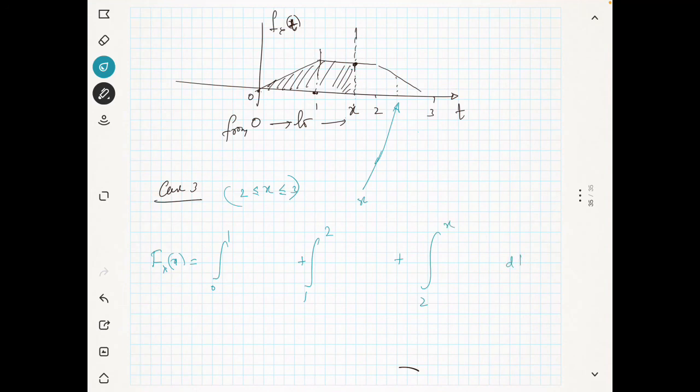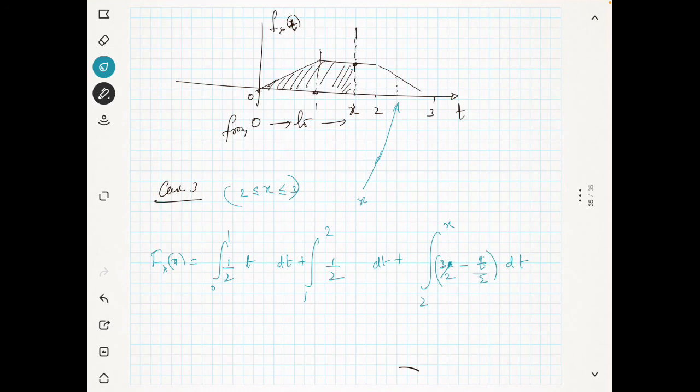I am using a dummy variable, that's why I am using t here. So what was it? It was something like 1 by 2 into t, and this is 3 by 2 minus t by 2. So not x, it's t, t by 2, 3 by 2 minus t by 2. So you are integrating like this.